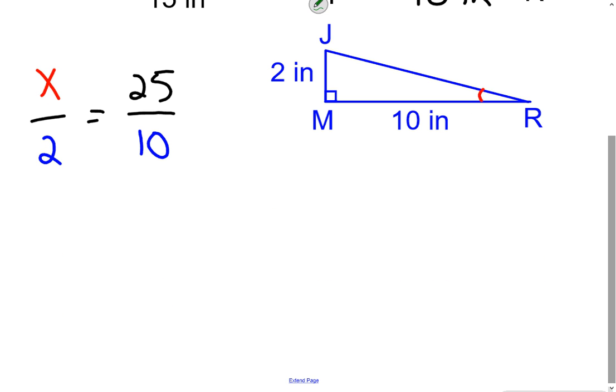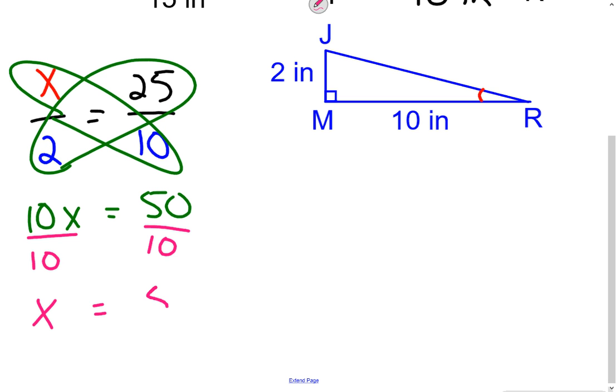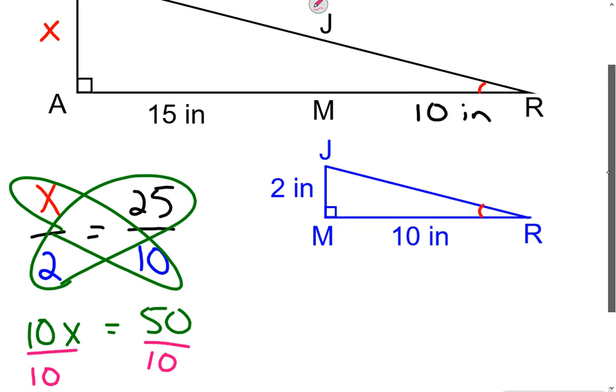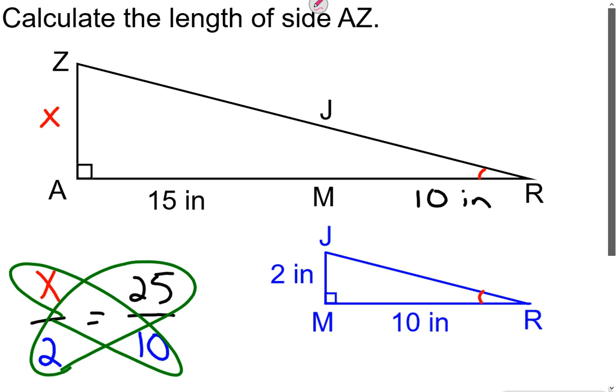So I'm going to cross multiply here. That's going to put us at 10x. I cross multiply here. That puts us at 50. I'm going to divide both sides by 10 to find out that x equals 5. Now in this case I have labels on it, inches, so I know that x is 5 inches long. Or in other words, side AZ is 5 inches long.